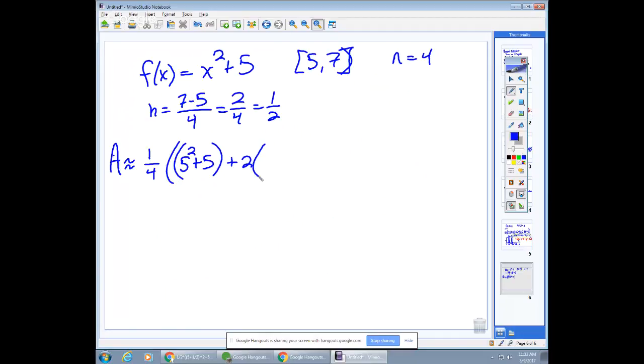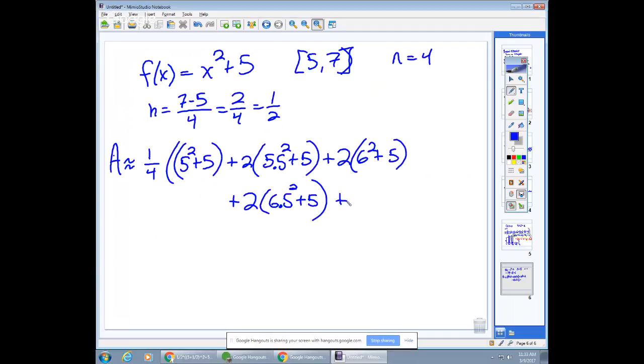remember how we jumped through by half, so y1 is gonna be 5.5. So I'm just gonna call it 5.5 squared plus 5, plus 2 times y2, which was 6, plus 2 times y3, which is 6.5 squared plus 5. And then finally, the last one doesn't get doubled. It's just 7 squared plus 5, because that's the endpoint. So notice when we plug in the endpoints, those don't get doubled. Everything in between gets doubled. And so let's type that into a computer and see what we get.